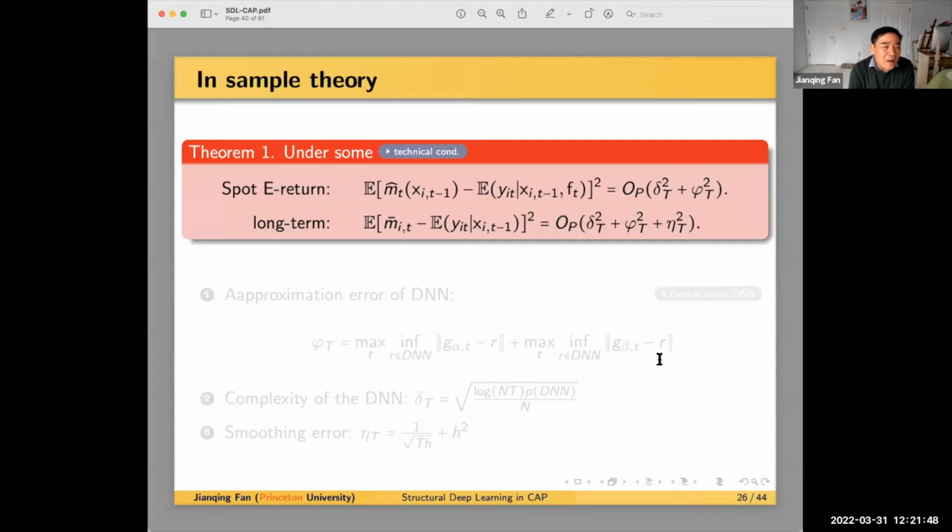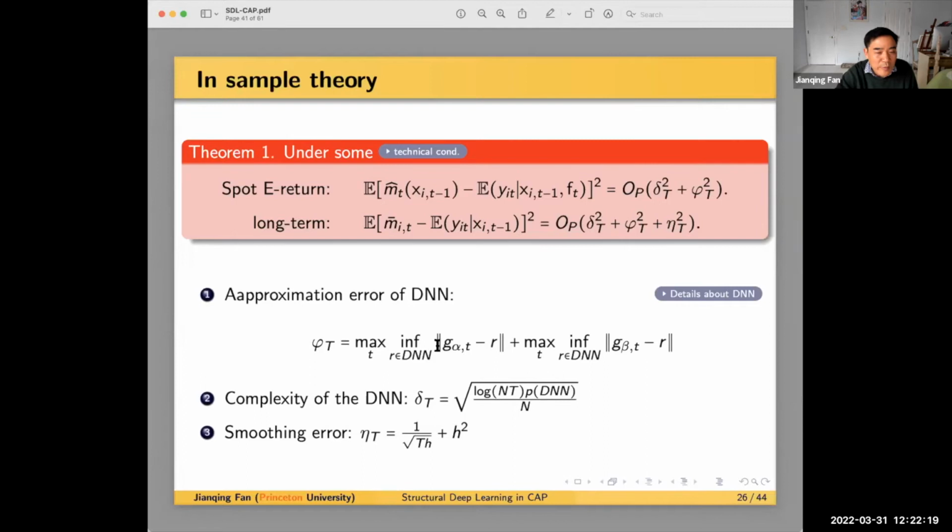We are also developing some theory related to that. Of course, to fully describe the theory is highly complicated, but I'll give you an idea of what kind of theory we have developed. For estimating the so-called spot expected return, from the cross-sectional data at time t, I run a deep neural network. The mean square error consists of two parts, right? The first part is the neural network approximation error to my alpha and the neural network approximation to my beta function. There are two parts where I'm using a neural network. This is the bias in statistical terms. And then there's a variance term.